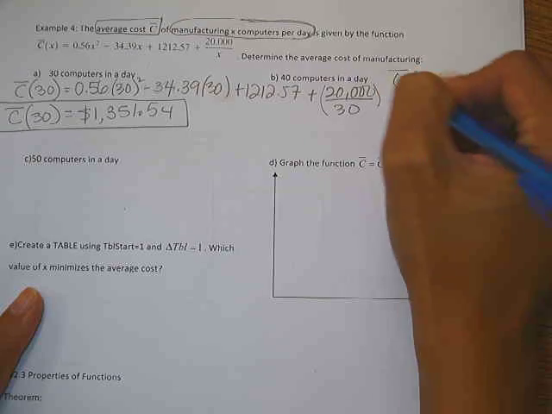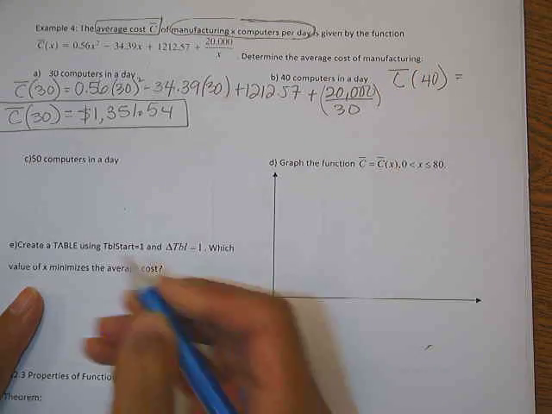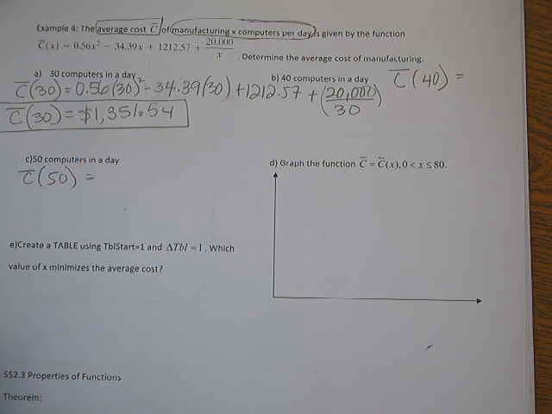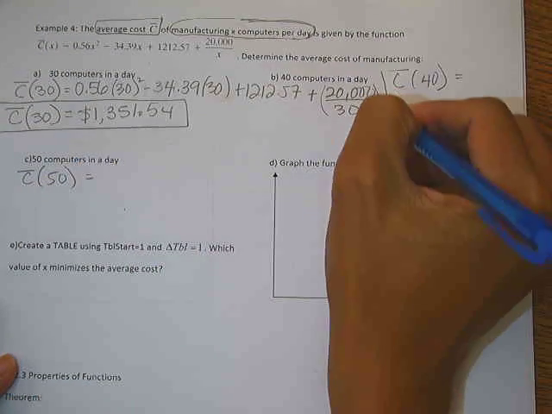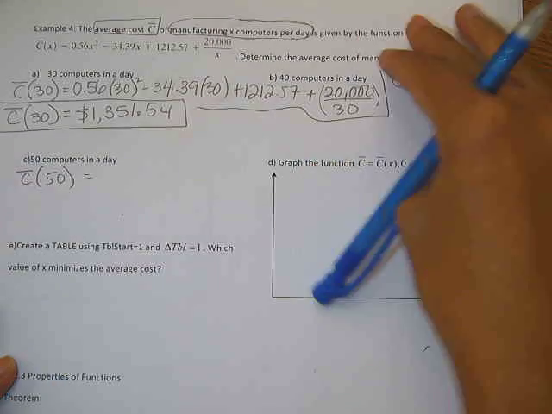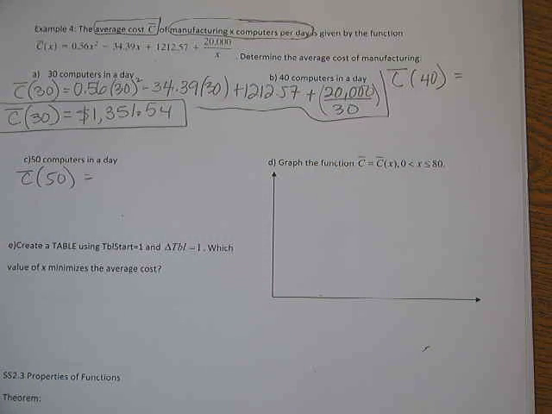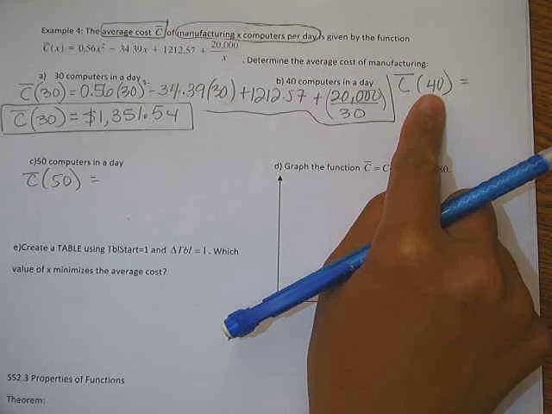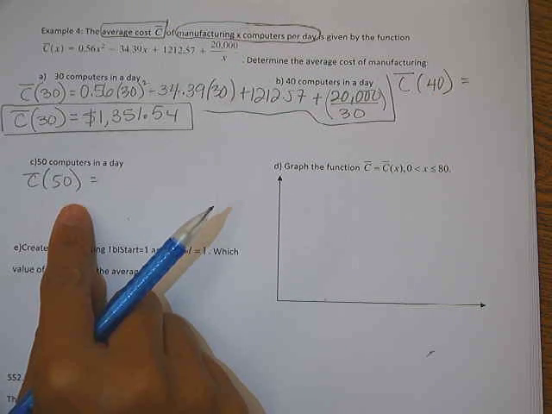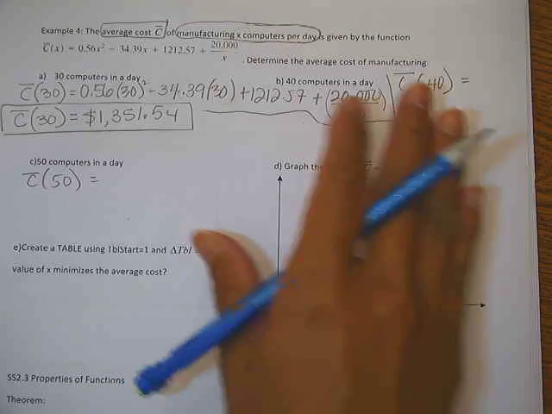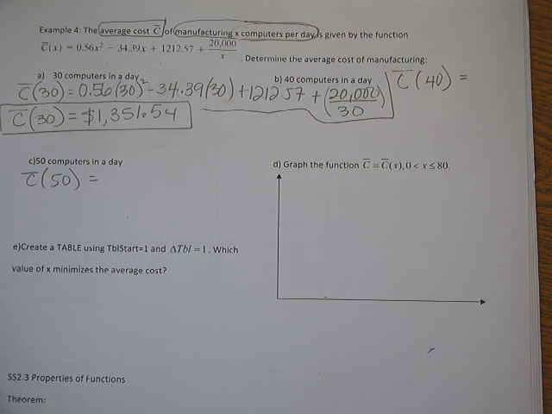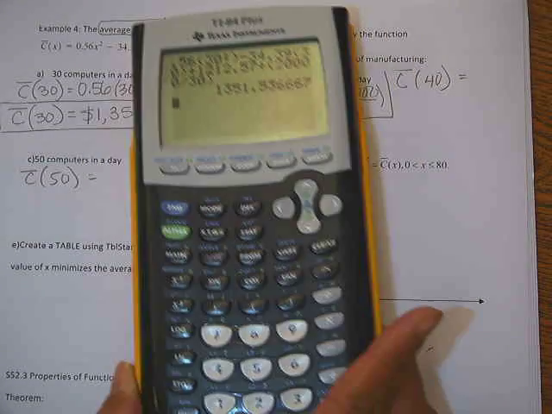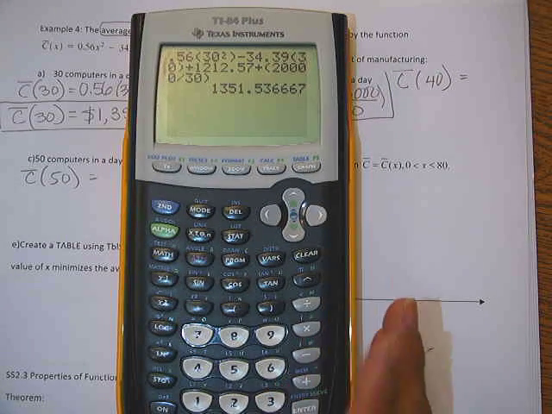So C of 40. And then I'm going to ask you to do C of 50 as well. I'm going to box this, just to separate this part from that part. Go ahead and take a minute, enter the average cost for 40 and the average cost for 50. Actually, let me show you a quick way for entering the average cost of 40. If you're not following along with the calculator, you might want to hit pause and do so.